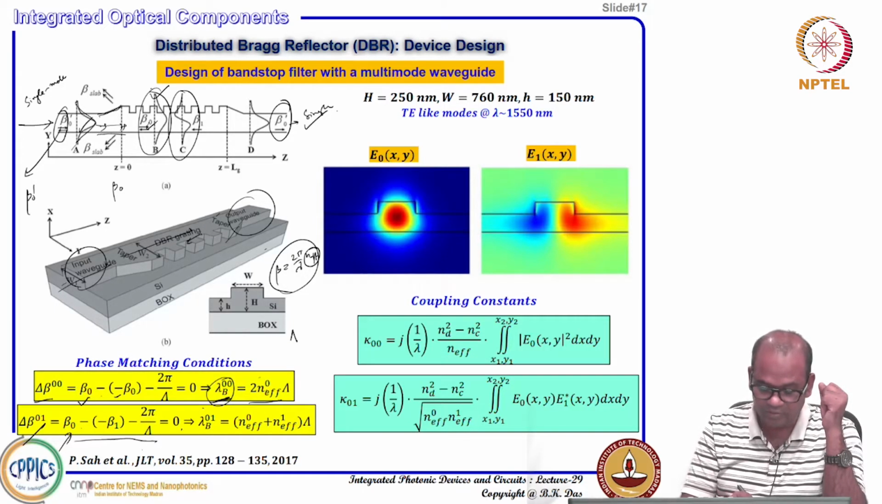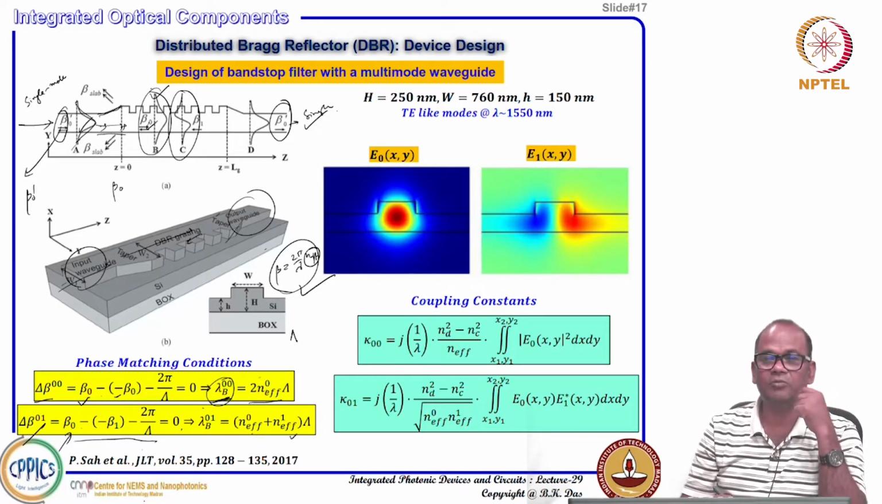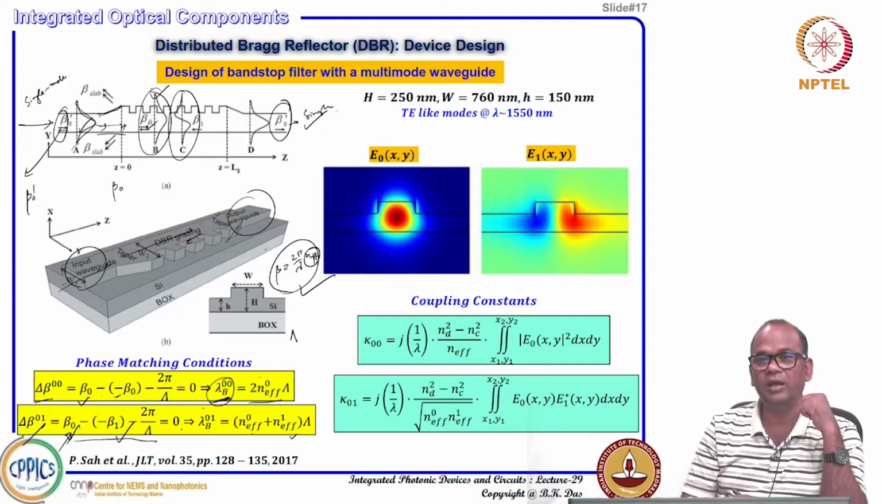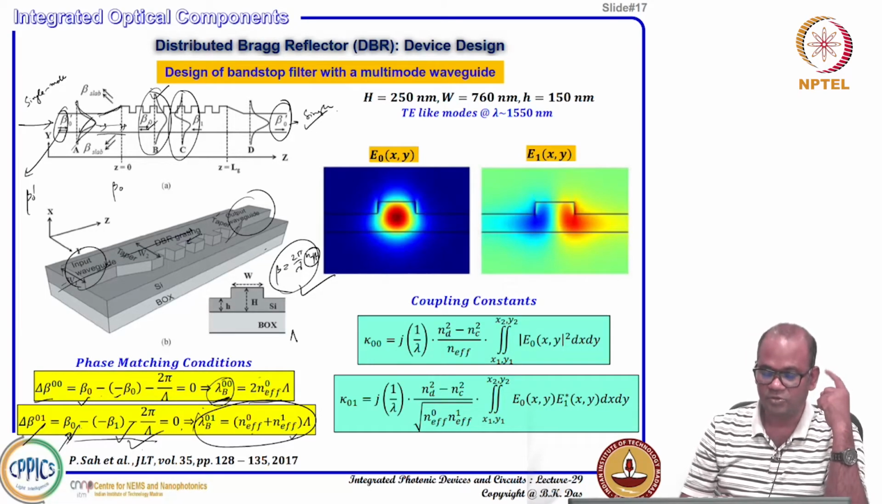Then you also get the beta naught expression and beta 1 expression. If you are just using wavelength, then you get lambda b 01 at another wavelength, where n effective 0 is the fundamental mode and n effective 1 is the first order mode, because here you are putting 2 pi by lambda n effective naught, and here you will be putting 2 pi by lambda n effective 1. If you simplify that, you get the Bragg wavelength for the forward propagating fundamental mode coupling to the backward propagating first order mode.